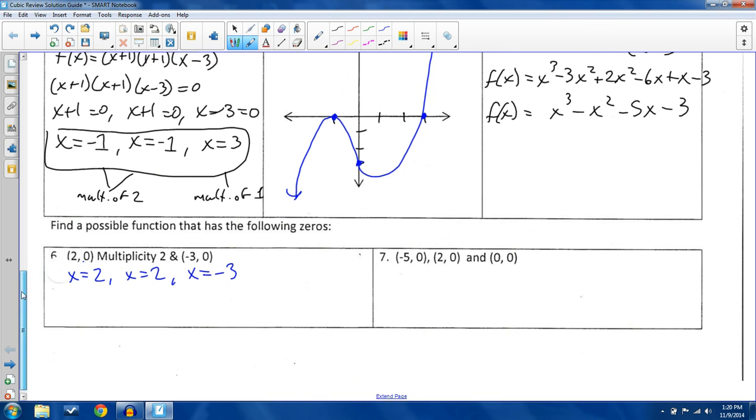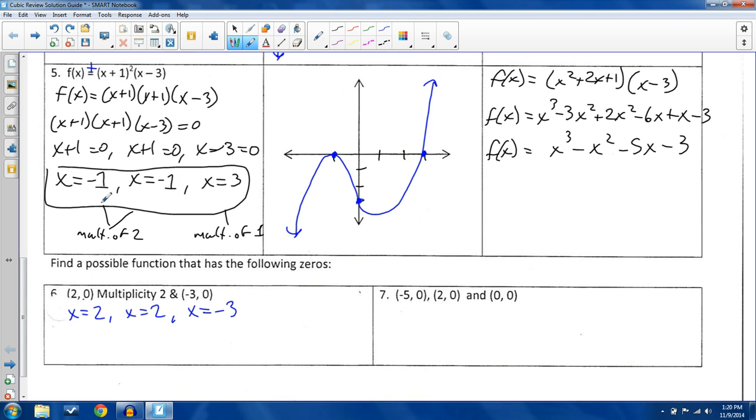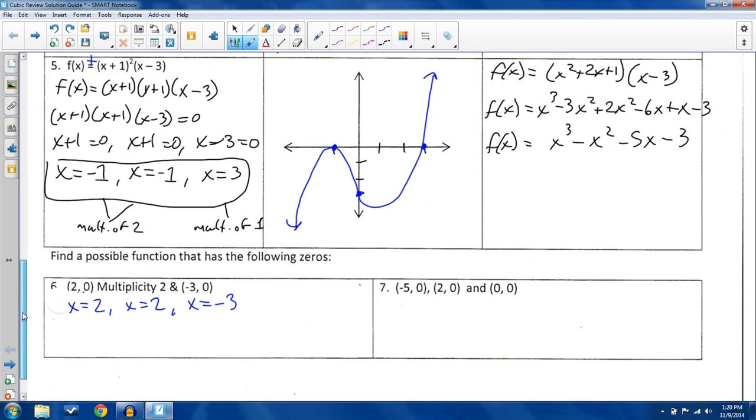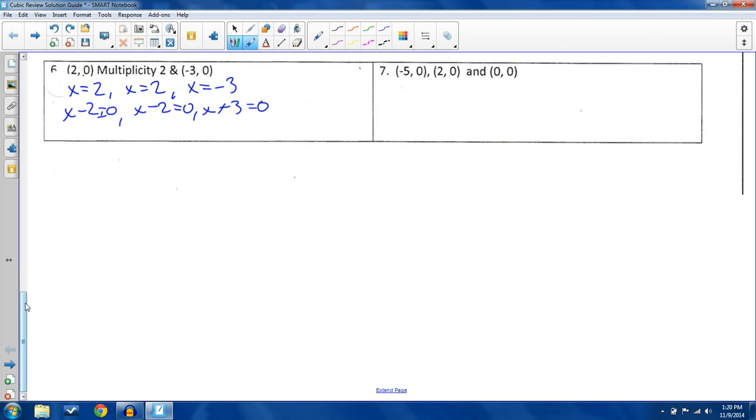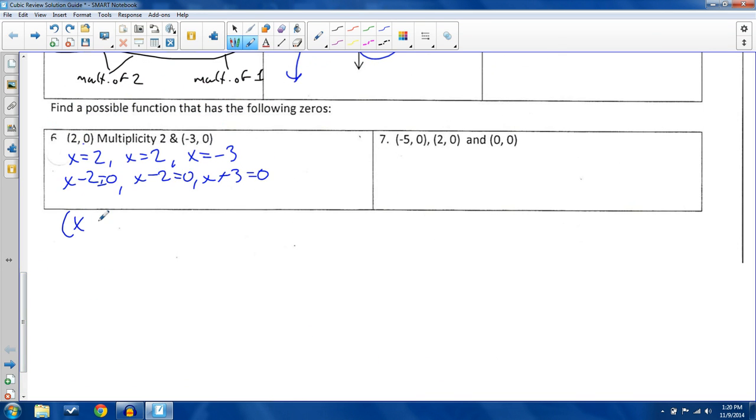So let's kind of work backwards. It's almost the exact opposite of this. I have x equals -1 at a multiplicity of 2. So I list it like that. And same thing here. X equals 3 with a multiplicity of 1. That means that your actual factors are x minus 2 equals 0, x minus 2 equals 0, and x plus 3 equals 0. Okay. Which means in factored form, that's x minus 2 times x minus 2 times x plus 3 equals 0.